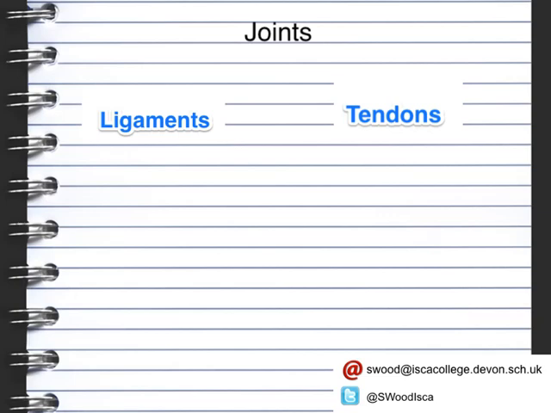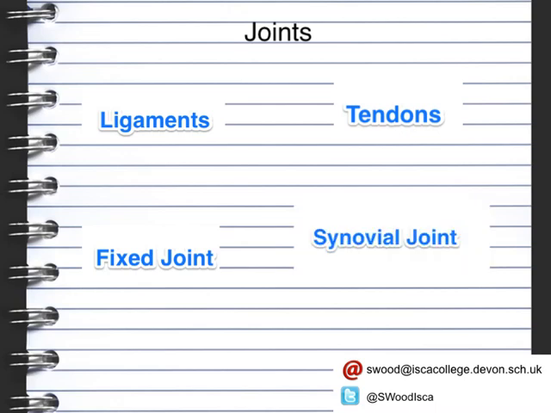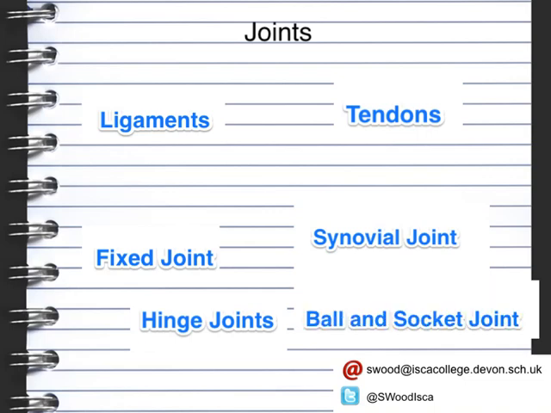There is a fixed joint. Now this is where tiny pieces or plates of bone are fused together, such as in the skull. And then there is a synovial joint, which is where most of the joints happen. And for this you can get two types. You can have a hinge joint and a ball and socket joint.